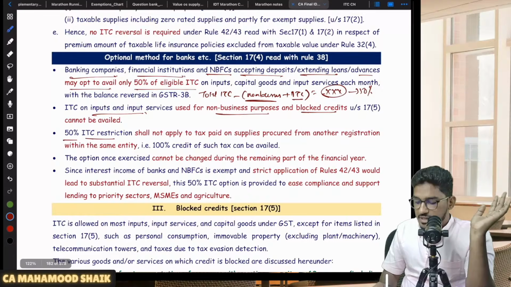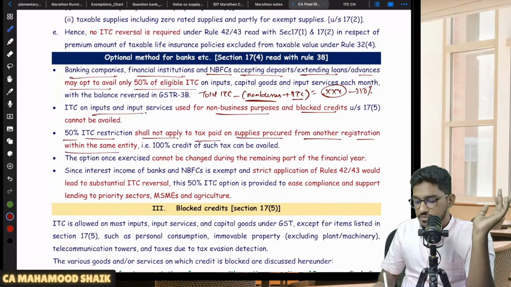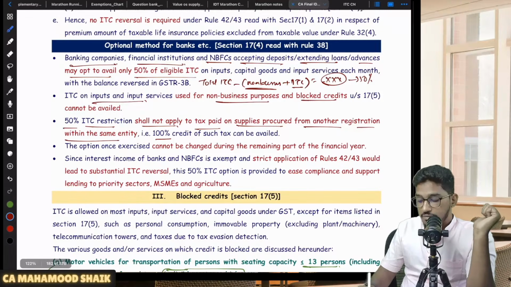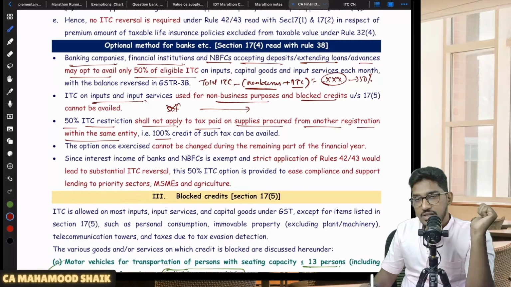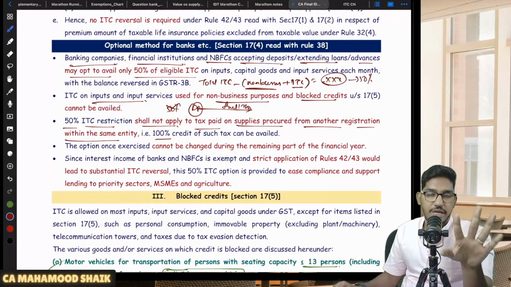And the 50% ITC restriction shall not apply to tax paid on supplies procured from another registration within the same entity. That is, 100% credit of such tax can be availed. This 50% condition will not be applicable if you are receiving a supply from another distinct person under section 25. For those input services, you can take full ITC.